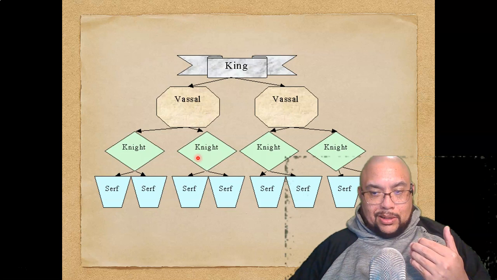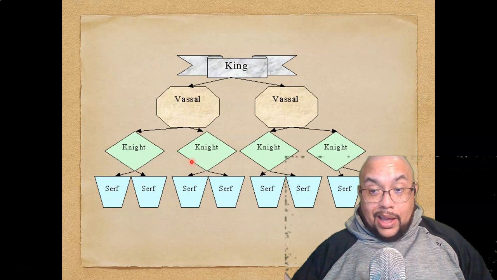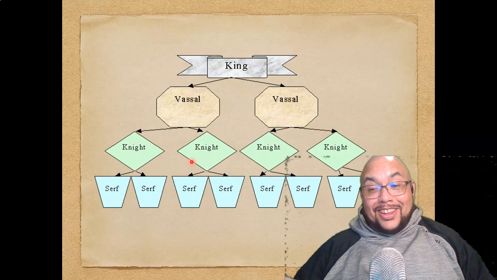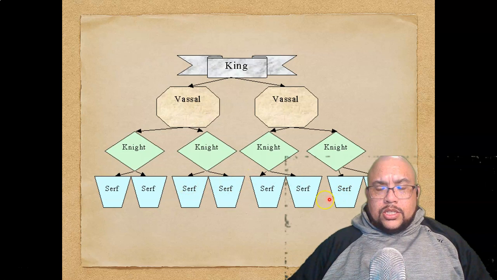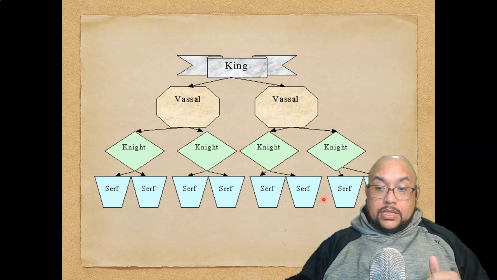We'll talk about knights on Monday. It's not what you think. Let me dispel any myth you might have concerning what knights were. No. Laughably no. And then on the bottom, you have the serfs. Serfs are the peasant class. So if it's a system of reciprocity, everybody gives something and everybody gets something. Let's take a look at what that looks like.